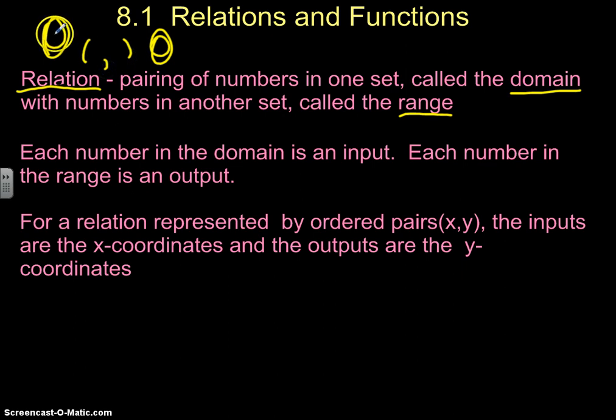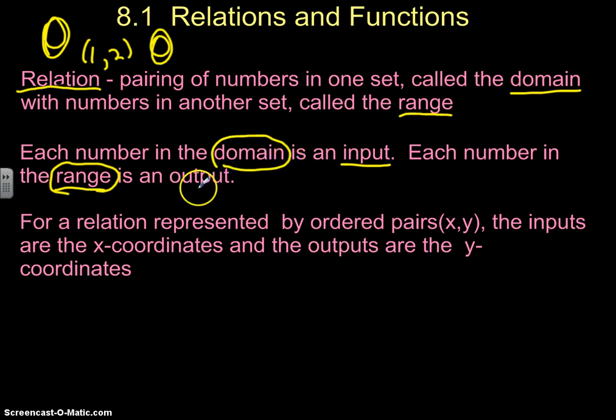So if I take one number from this one, let's say it's got a 1 in it, I take one number from that one, I pair them together, I've got an ordered pair. That's a relation. Each number in the domain is called an input. Each number in the range is called an output. Another way of saying that is the range are numbers that are dependent on the domain. It's kind of like a recipe. What comes out of the oven is very dependent on what you put into the recipe. So the domain would be the ingredient. The range would be what comes out. Does that make sense? So this is totally dependent on what this is.